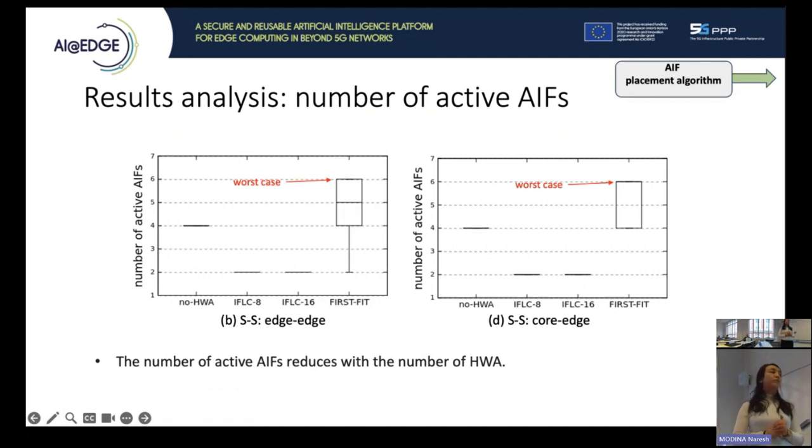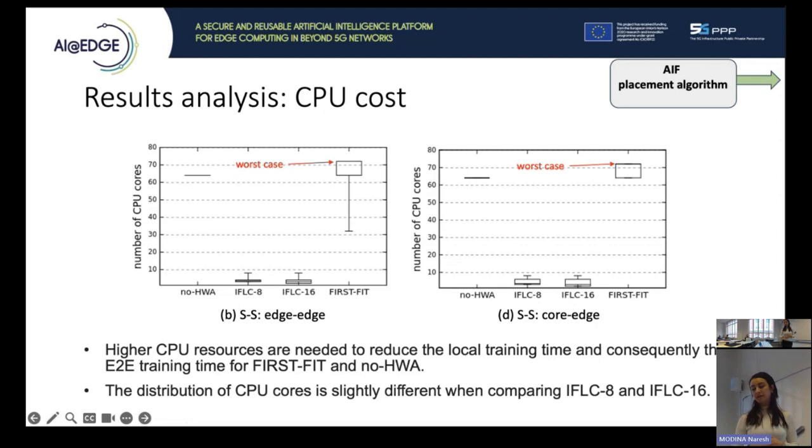And we have the number of IAFs, so you can see that for the same conditions, the first fit is increasing the number of IAFs compared to our solution. So when we have no hardware acceleration, we can reach 4 IAFs that are activated, and 2 when hardware accelerators are available. However, for the case of first fit, we could attain six active IAFs, and this actually will impact the CPU cost, because the more IAFs you have, the higher the final cost, I mean, in terms of CPU resources. And our goal was actually to reduce the number of IAFs, because we need to reduce the final cost, which is related to the CPU cost. Of course, these results are related to a specific batch size of data. So if we increase the data size, of course, the final number of IAFs will increase.